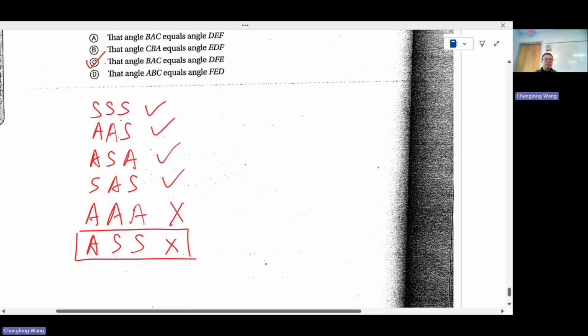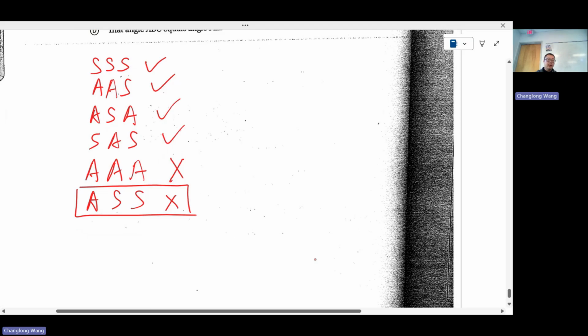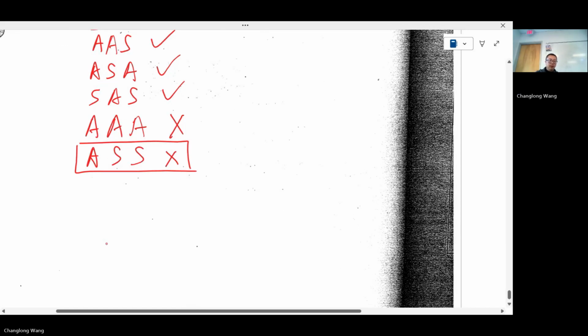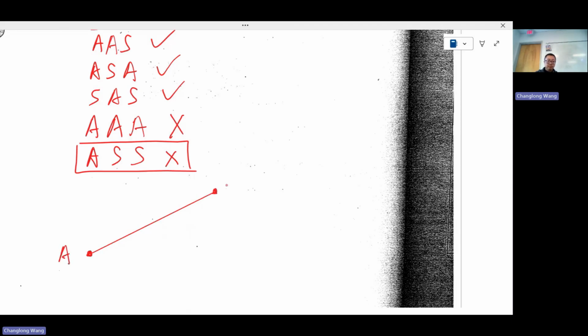Now let me show you, just by drawing a triangle, that an angle and two sides, where the angle is not in between the two sides, will not be enough to prove congruence. So let's take a triangle. Let's say the side AB is 10. I have the angle A, which is fixed at 30 degrees.